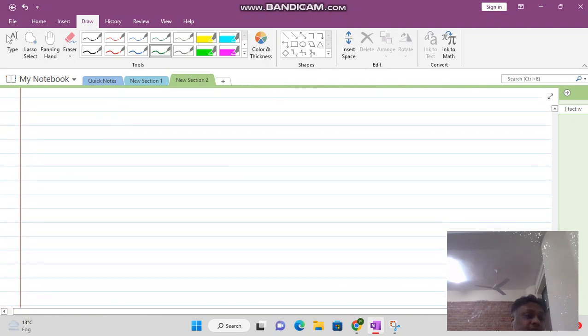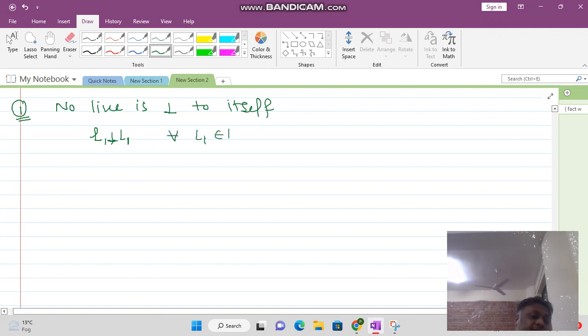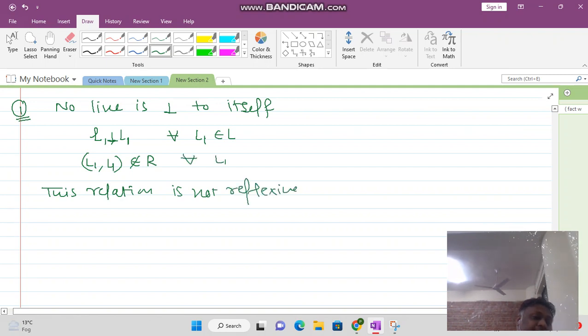See, the first thing is that no line is perpendicular to itself, because in order for two lines to be perpendicular, we should have two different lines. So L1 is not perpendicular to L1, and it holds true for all L1 belonging to L. So (L1, L1) is not a member of the relation. So this relation is not reflexive, for all L1 belonging to L.